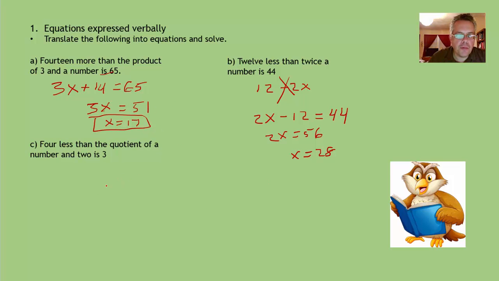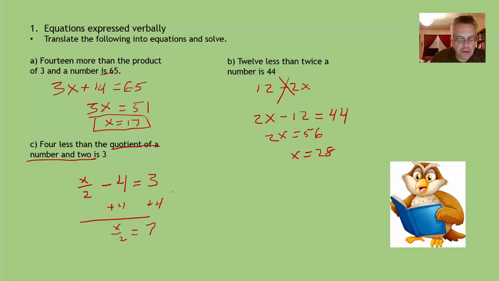Okay, our third example, 4 less than the quotient of a number and 2 is 3. So we have the quotient of a number and 2. Quotient is division. So it means we have x divided by 2. Then we want 4 less than that. So we're going to subtract 4, and is 3 means equals 3. So solving it, add 4 to both sides. And we get x over 2 is equal to 7.